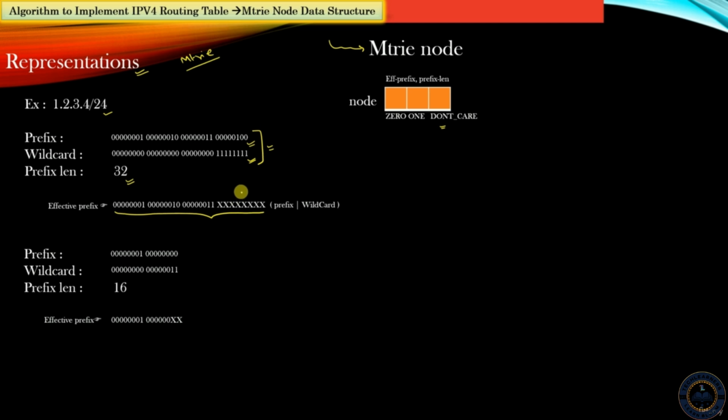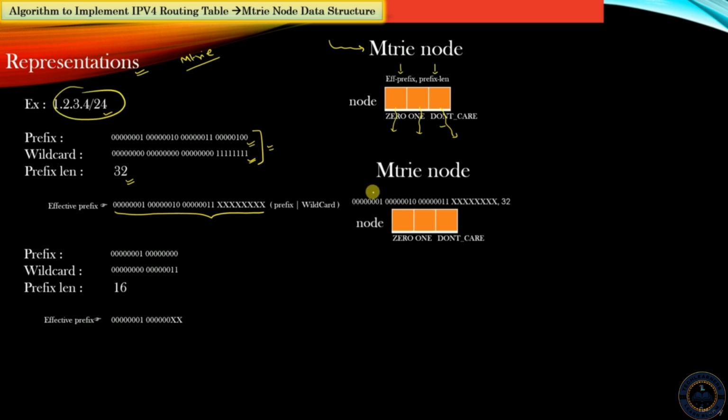All right. So as I said, each node is going to store the information regarding the route. Each node will store the effective prefix, the prefix len, and certain pointers which point to its child nodes. The child nodes we will discuss later when we actually discuss the algorithm. So the mtry node which will be used to store this particular route would look something like this. This is the effective prefix. This is the prefix len.